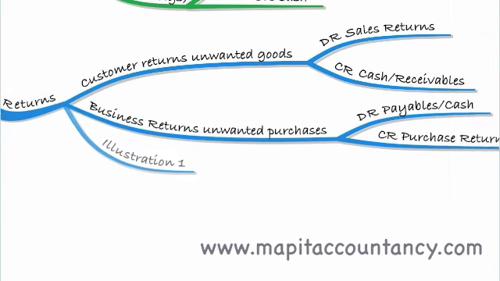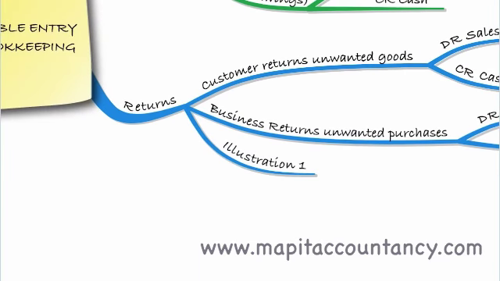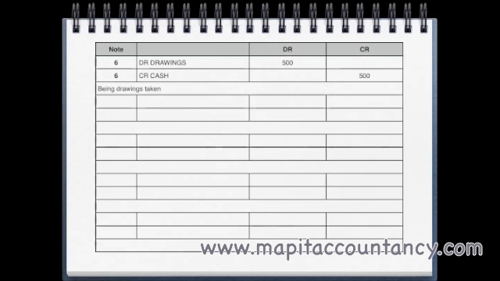So let's see if we can deal with each of these. Let's look at illustration 1. Let's record the journal entry and post these into the correct ledger accounts. We're now able to deal with notes 7 and 8. So in note 7, a customer returns goods for $50. And in note 8, Jim returns unwanted purchases for which he had paid $80.